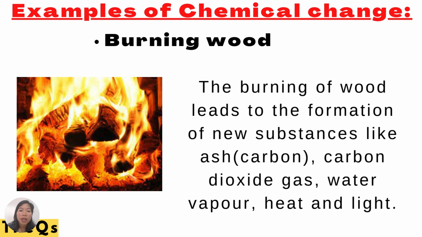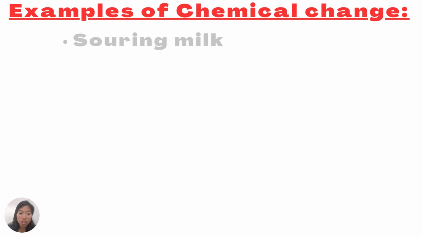Now we have examples of chemical change. Burning of wood. The burning of wood leads to the formation of new substances like ash, carbon dioxide gas, water vapor, heat, and light. So burning wood is an example of chemical reaction or chemical change.